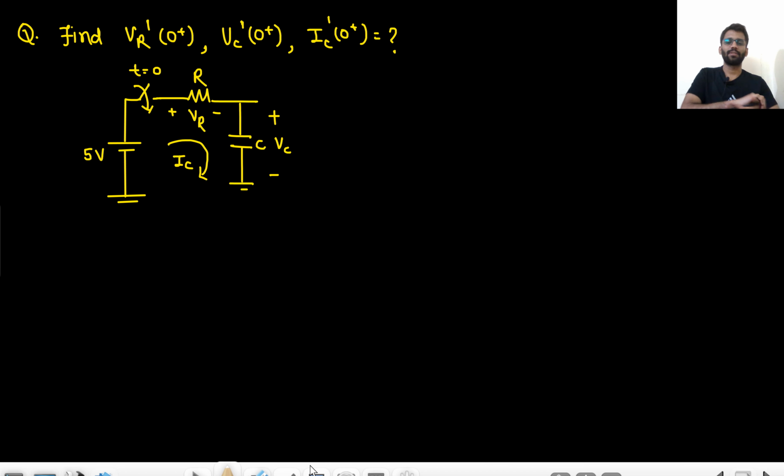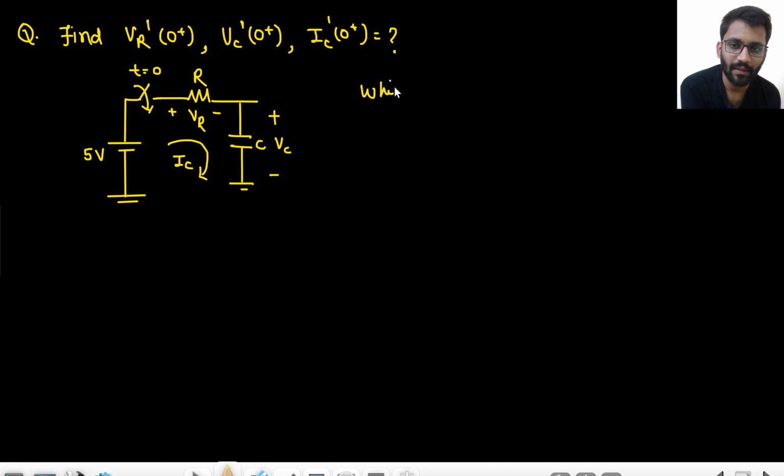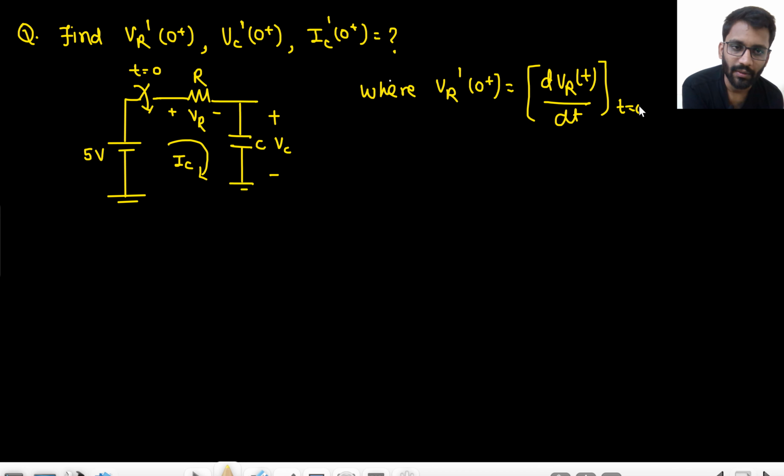Okay, let's see the questions now. You have to find VR'(0+), VC'(0+), and IC'(0+), where VR'(0+) shows dVR(t)/dt at t equals 0 plus. Okay, we just need to find the slope at t equals 0 plus.